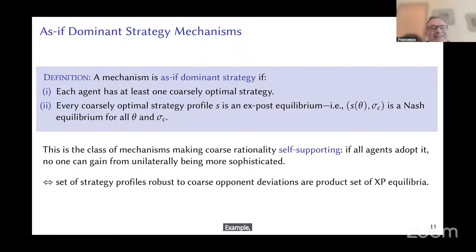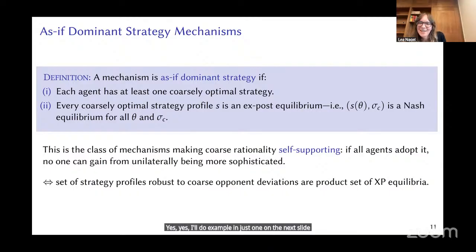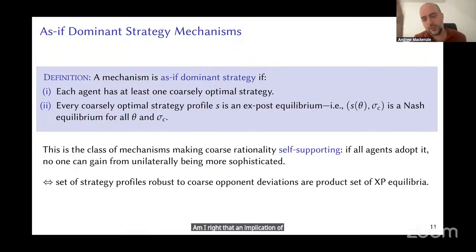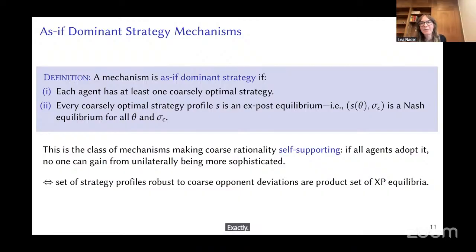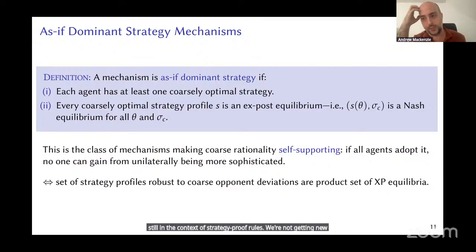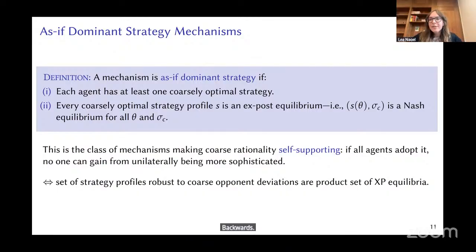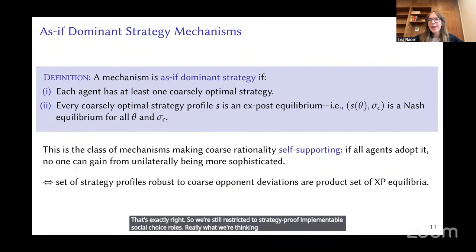Example, please. Yes, I'll do an example on the next slide. Am I right that an implication of this is that if you coarsen the information as much as possible, this would be dominant strategy? Exactly, that's exactly right. You're weakening dominant strategy implementability, but still in the context of strategy proof rules. We're not getting new objectives. So we're still restricted to strategy proof implementable social choice rules. Really what we're thinking about is the set of extensive form mechanisms that we can use in order to implement those. Yeah, that's exactly right.